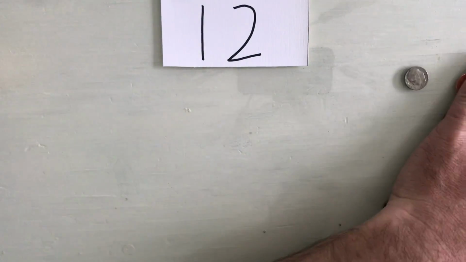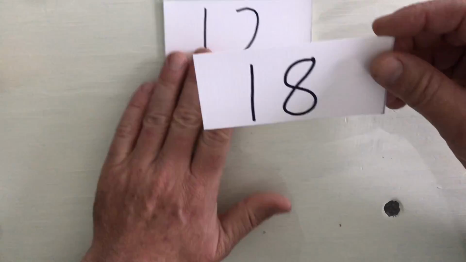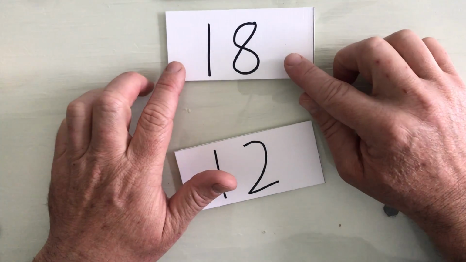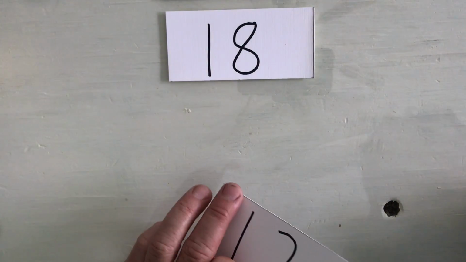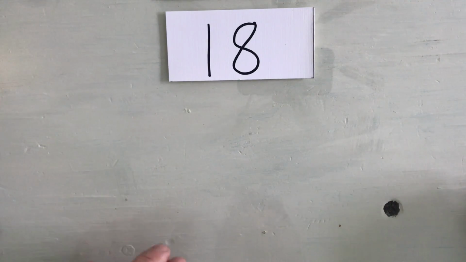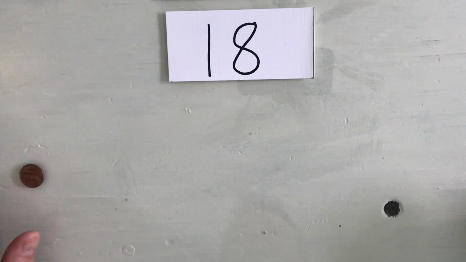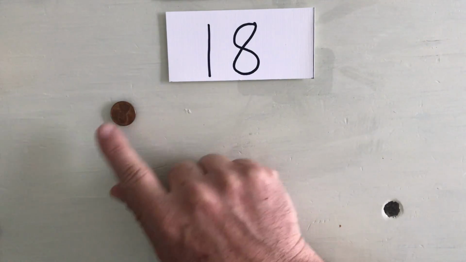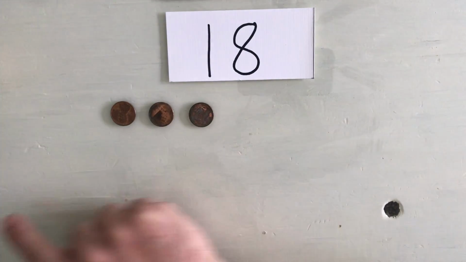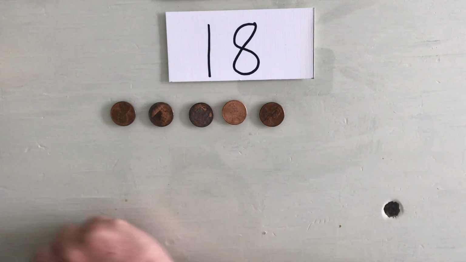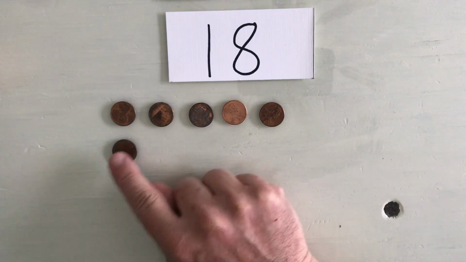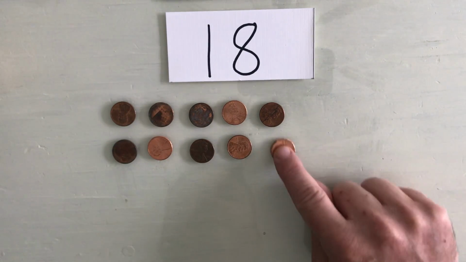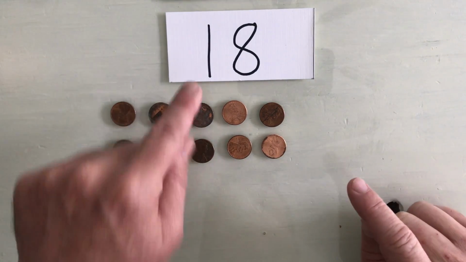Move this out of the way for now. Now I have the number 18. I think you guys can see that. Number 18. Okay, so now I'm gonna do the same thing. I'm gonna use pennies and try to put 18 pennies to represent the number 18. So I have 1, 2, 3, 4, 5, and then I'm gonna do another row of 5, 6, 7, 8, 9, 10. So now I have 10. Now I need to go 8 more.